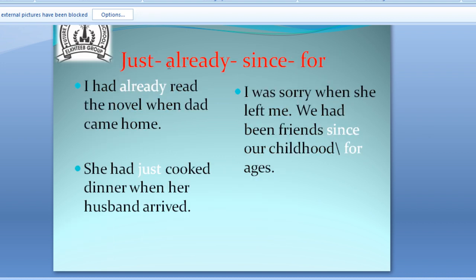We use the tense with just, already, since, and for to express action 1. I had already read the novel when Dad came home. She had just cooked dinner when her husband arrived. I was sorry when she left me. We had been friends since our childhood or for ages.